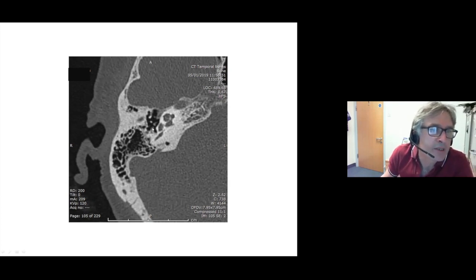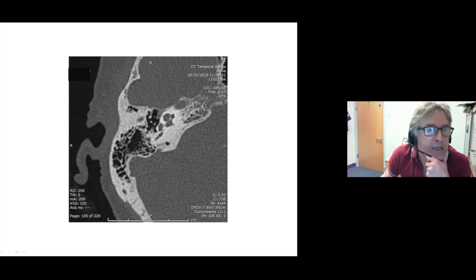And emerging from the tip of the volcano, I don't think you can see it very well on these images, the tendon of stapedius is going to insert typically onto the body of the stapes, but sometimes on the posterior crus. And then two important recesses.